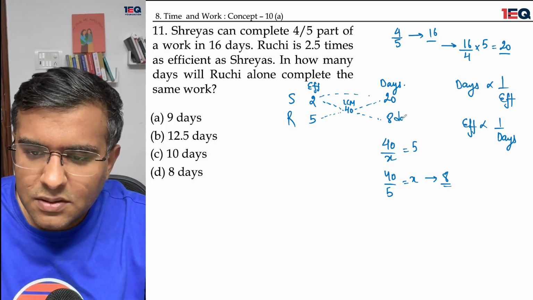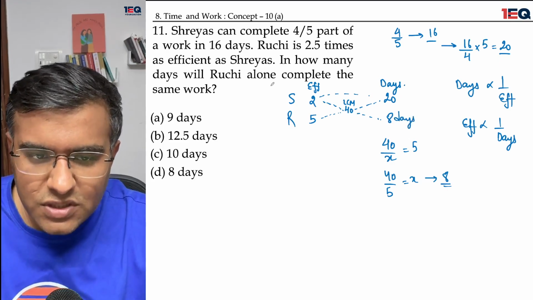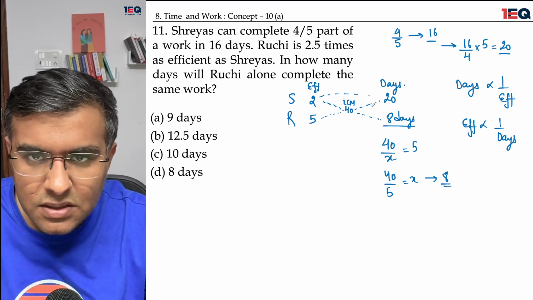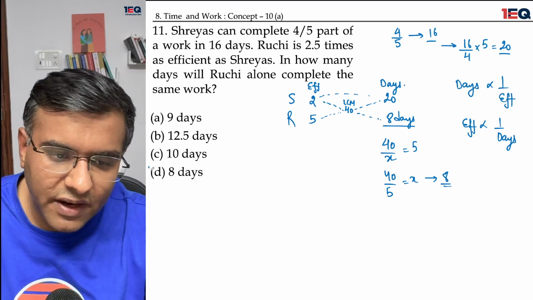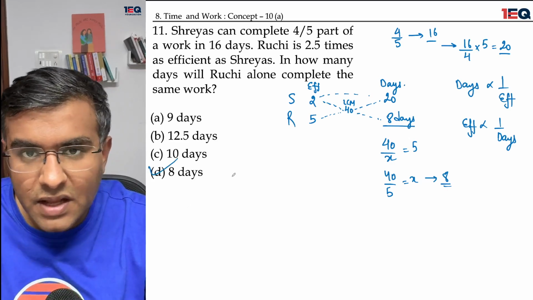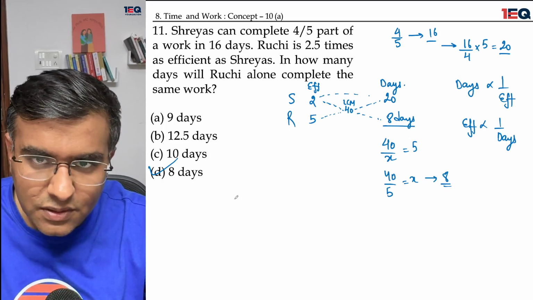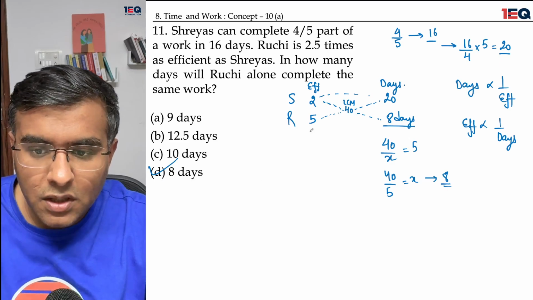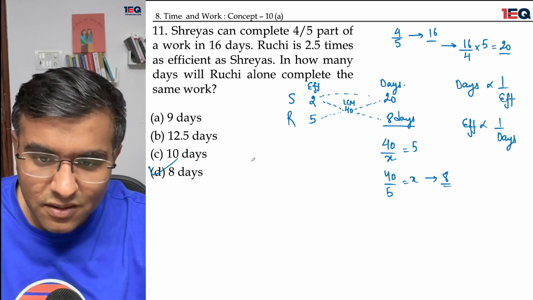It means Ruchi takes 8 days alone to complete the entire task. And that was my final answer. Got it? This could have also been done in another way.